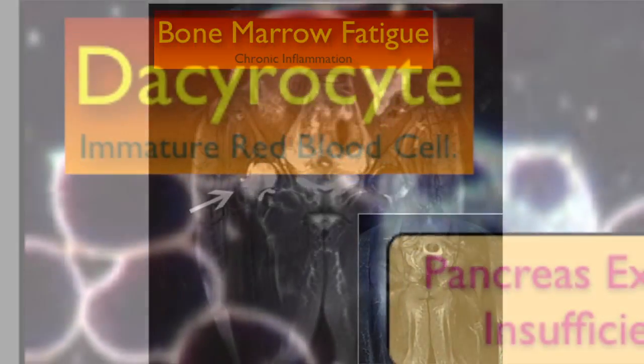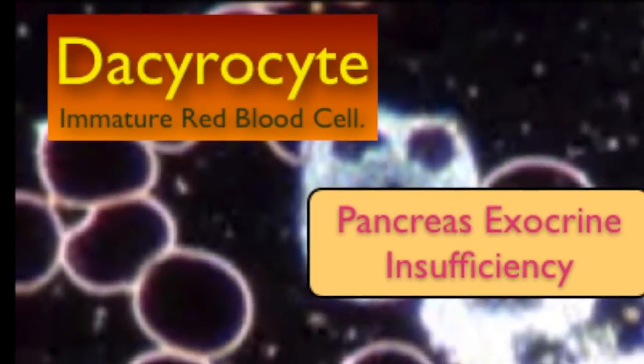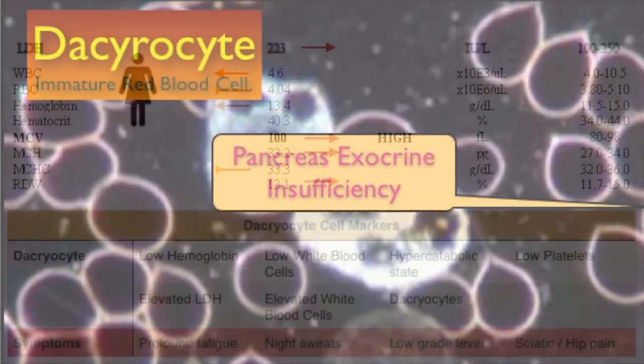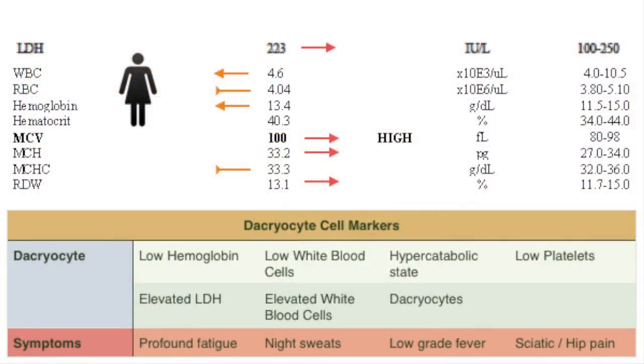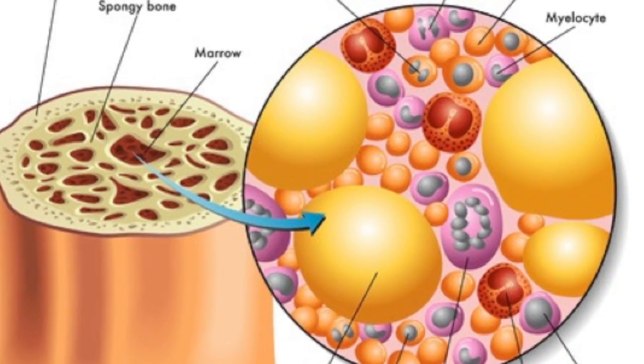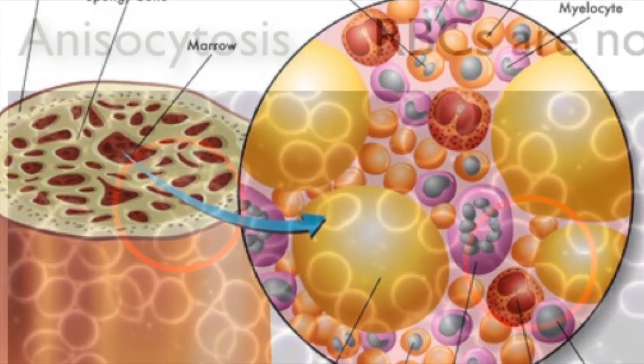The most important indicators are the presence of dacrocytic anemia, low hemoglobin, hypercatabolic symptoms, including profound fatigue, night sweats, low-grade fever, leukocytosis or leukopenia, circulating blast cells, and red blood cell abnormalities, low platelets, and elevated LDH. The bone marrow fibrosis improves after a course of corticosteroids or anti-inflammatory therapy.